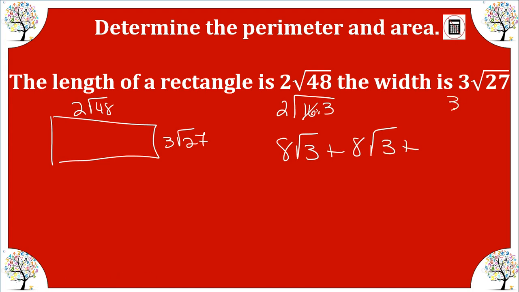I'm going to break down 27 into 9 times 3. The square root of 9 is 3. 3 times 3 is 9. Again, we have 2 of these.